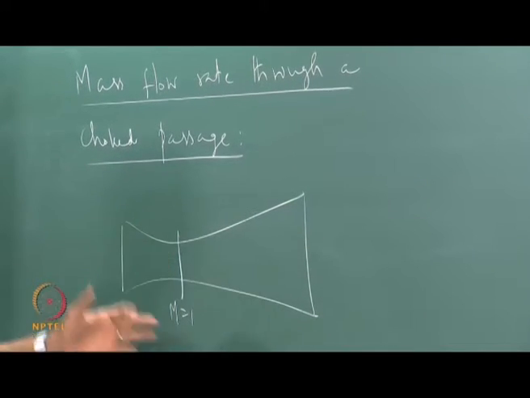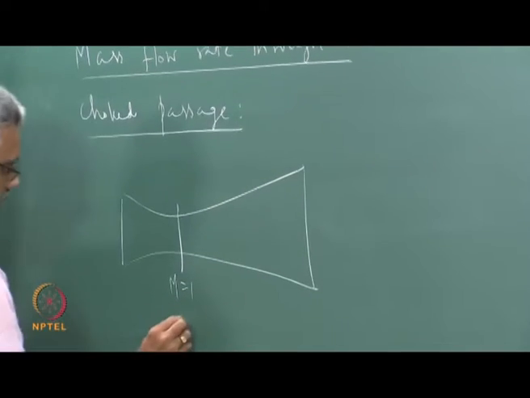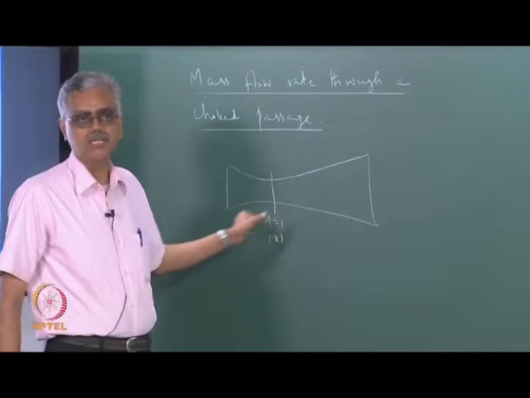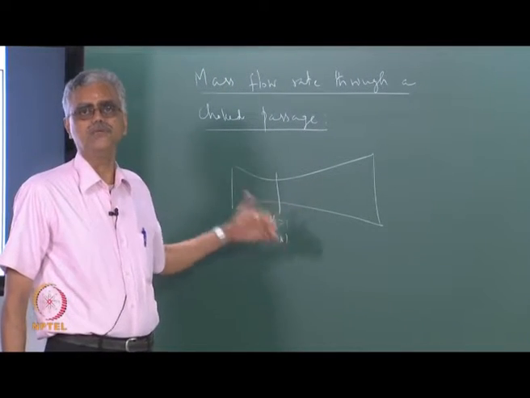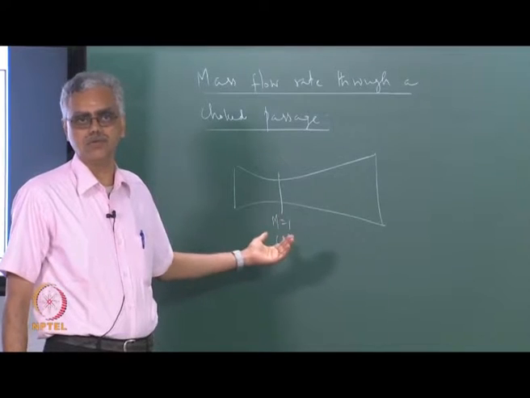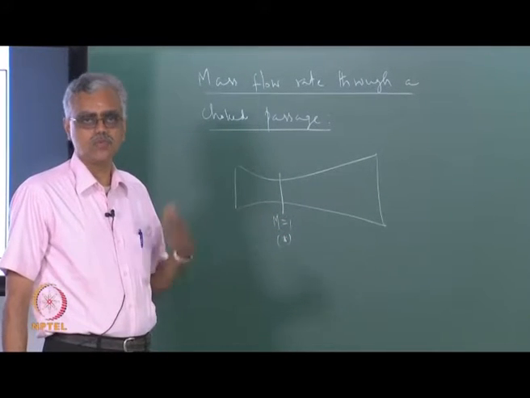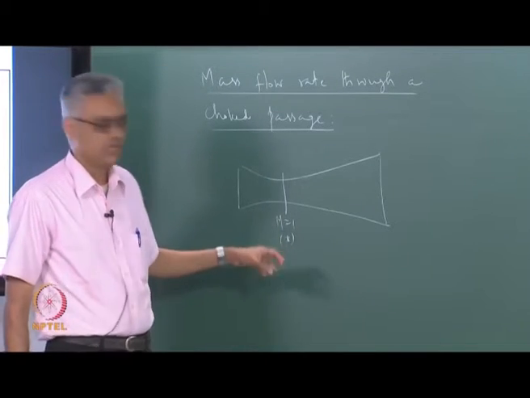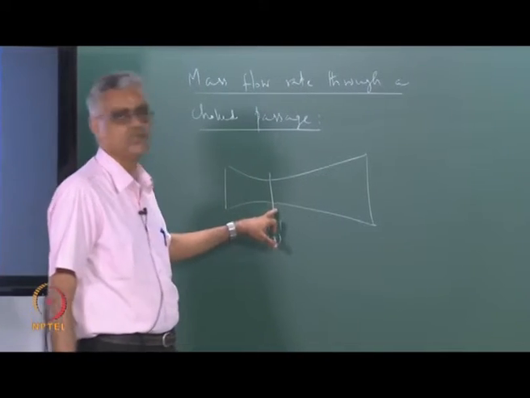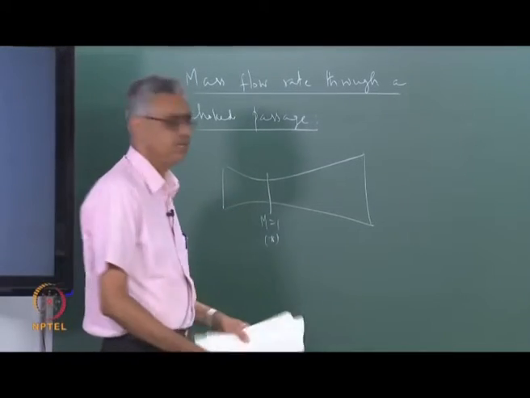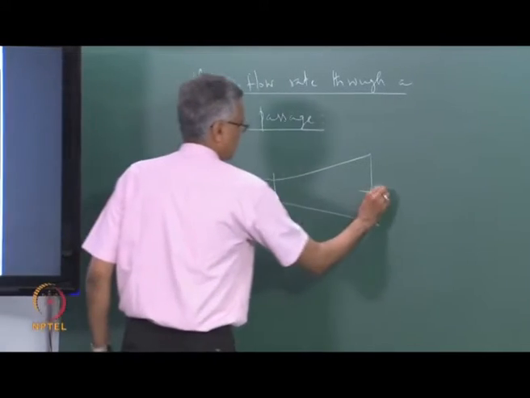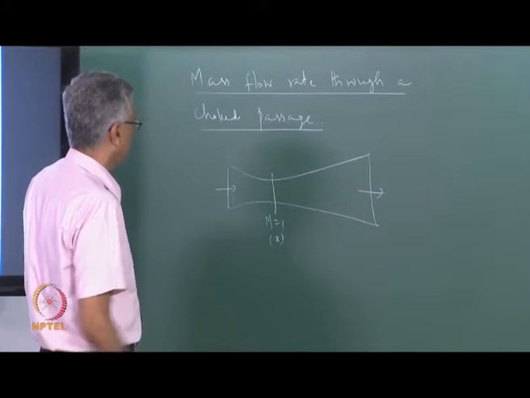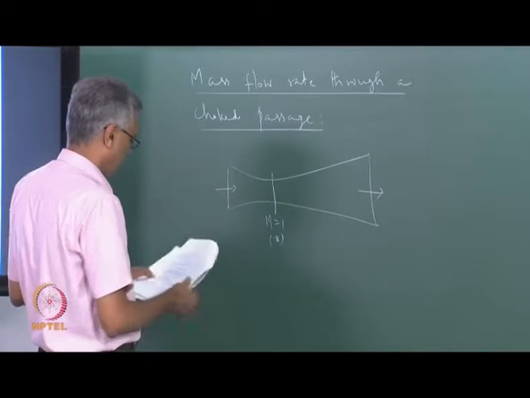So, for example, in this case we may reach the sonic state here, and once the sonic state is reached, we wish to find out what is the mass flow rate through this. If the sonic state is not reached, then there are other ways of finding out mass flow rate, but for most applications we are interested in the mass flow rate when the passage is choked, because the sonic state is reached at the throat. The flow through the nozzle is said to be choked, and we wish to derive an expression for the mass flow rate through the nozzle or the passage.